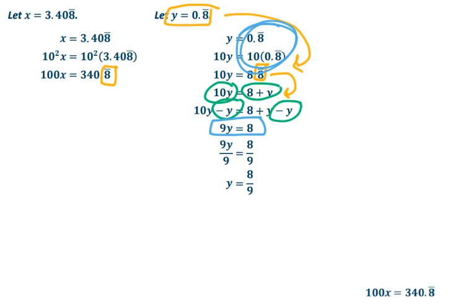At this point in time, I just divide by the coefficient of y, which is 9, and this is what I was looking for. I have a fractional equivalent. I have y equal to 8/9. So remember, our work right now is to take messy, repeating, crazy town decimals, and turn them back into fractions.